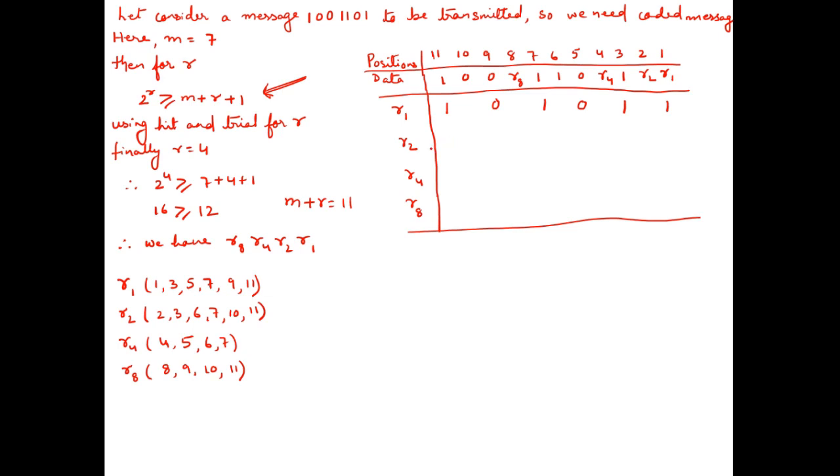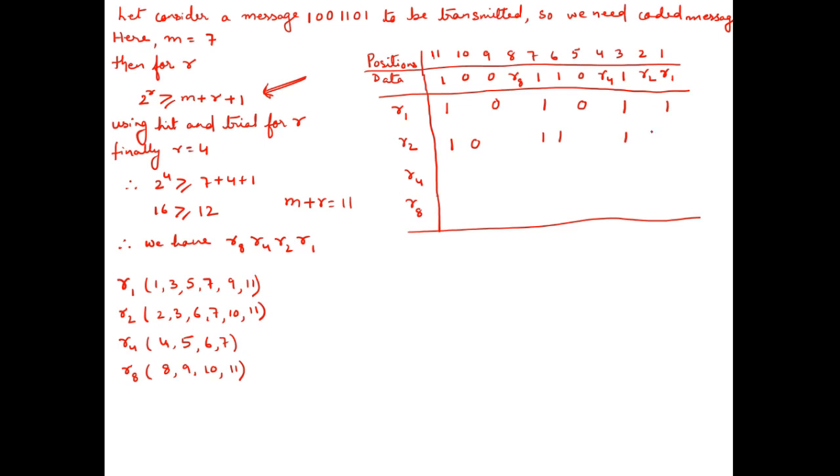In a similar way, I am going to fill up r2, r4 and r8. For r2 it's 2, 3, 6, 7, 10, 11. For 2 nothing is there, so I will keep this vacant. 3 is 1, I am copying. Then 6 is 1, I am copying. 7 is 1, I am copying. Then 10 is 0, and then 11 I copied 1. So you can see 1, 2, 3, 4 ones are already there.